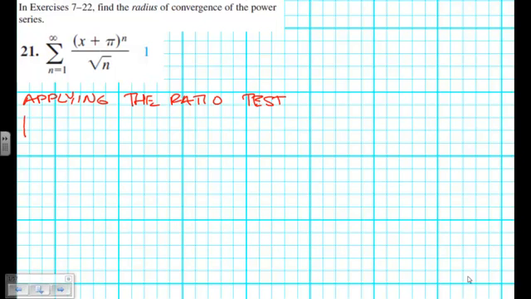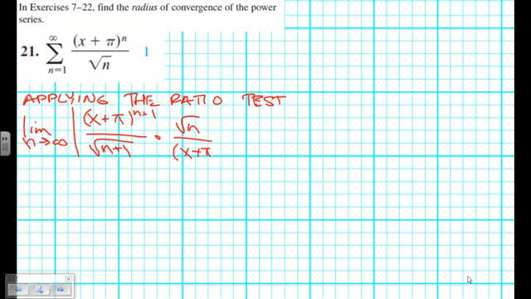Limit as n approaches infinity of the absolute value of x plus pi raised to n plus 1 over root n plus 1, times root n over x plus pi raised to the n. Did I set that up right? So the n plus 1 term multiplied by the reciprocal of the nth term. So you've got x plus pi on top.